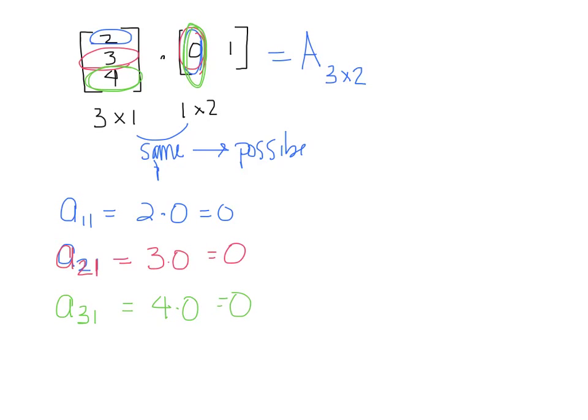Okay, so I got a lot of zeros so far. Zeros are very powerful in matrices. Alright, then let's try some other numbers. Running out of colors, of course. Alright, let's try A12. Okay, so what are we going to do? We're going to do the first row with the second column. Okay, so that's 2 times 1, so we get 2.